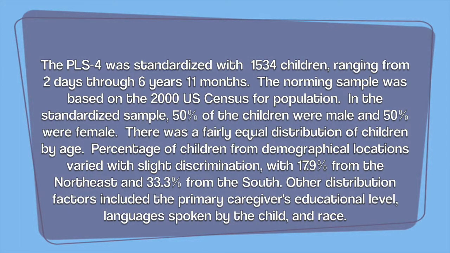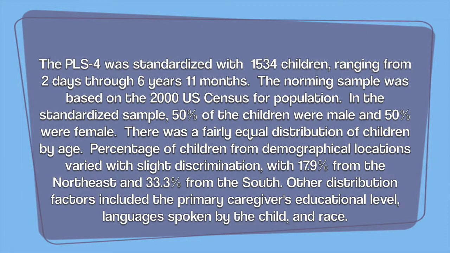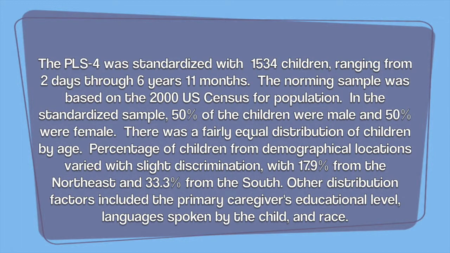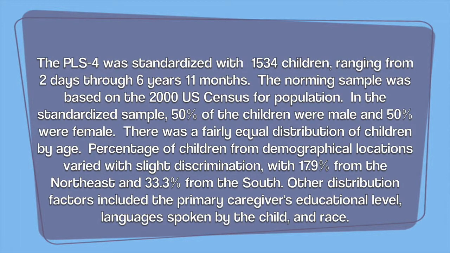The PLS-4 was standardized with 1,534 children, ranging from 2 days through 6 years 11 months. The norming sample was based on the 2000 United States Census for population. In the standardized sample, 15% of the children were male and 15% were female. There was a fairly equal distribution of children by age.